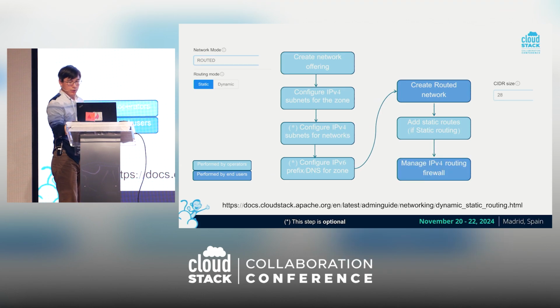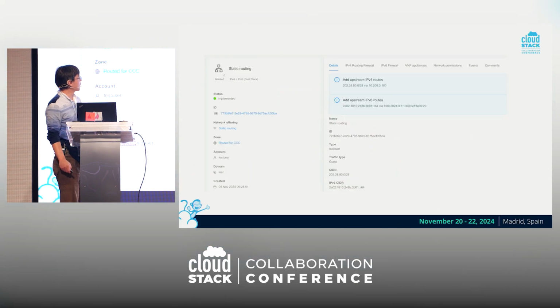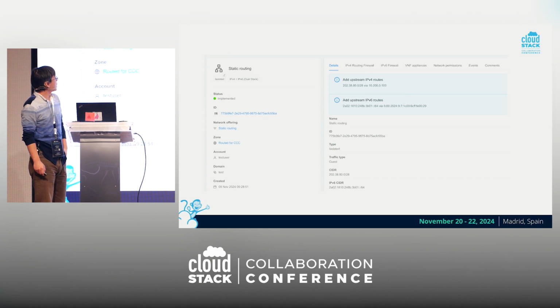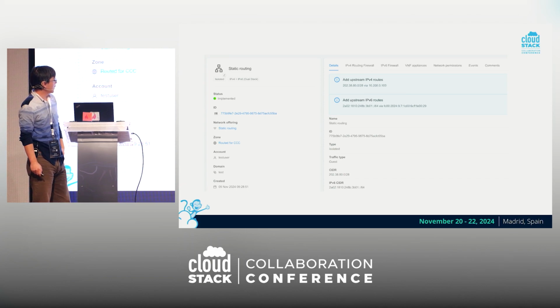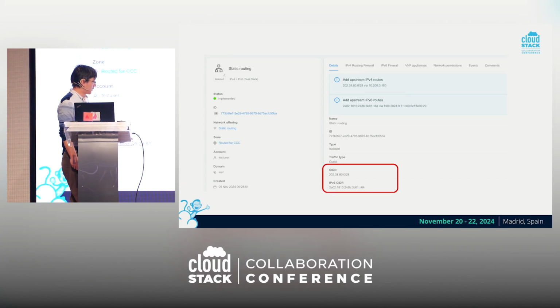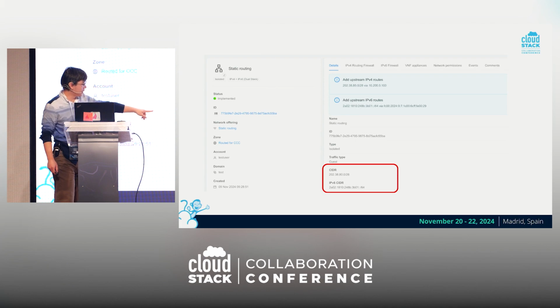For every network, the end user can manage the IPv4 routing firewall. So this is an example of the network. As we can see, CloudStack has automatically allocated the IPv4 CIDR and the IPv6 CIDR based on what we request. The IPv4 CIDR is /28, and the IPv6 CIDR is fixed as /64.